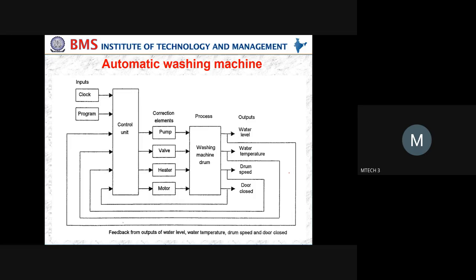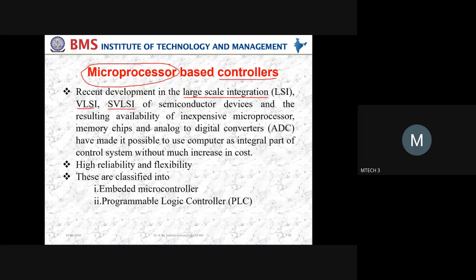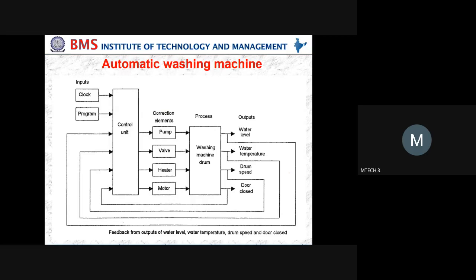Now, what I am telling is the microprocessor based control system. Under it, we have the embedded microcontroller and the programmable logic controller. Under the controllers, you call them sequential controllers, and you may be asked regarding sequential controllers. The example is going to be an automatic washing machine. We'll try to understand what exactly is the meaning of automatic washing machine.